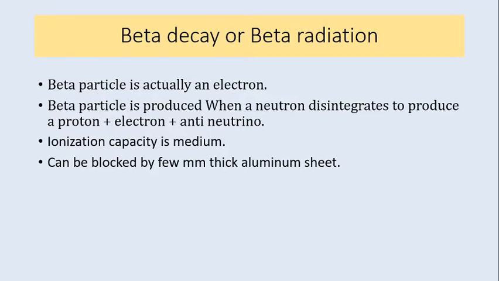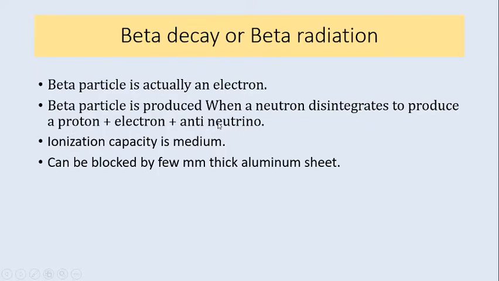Beta decay is a kind of nucleus change, a radioactive change, where electrons are emitted. We say that beta particles are actually electrons. So when we talk about beta radiation, that means there is a nucleus change that involves the emission of electrons from the nucleus. Beta particles are produced when a neutron disintegrates to produce a proton plus an electron plus an antineutrino.